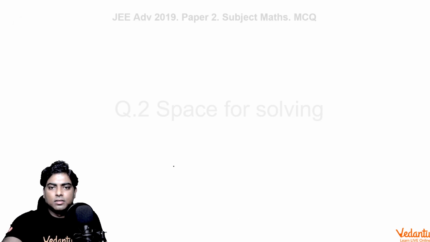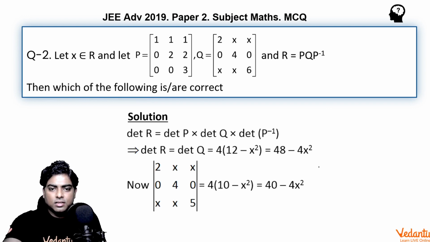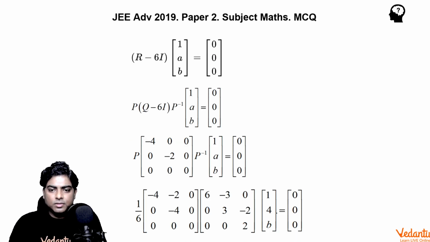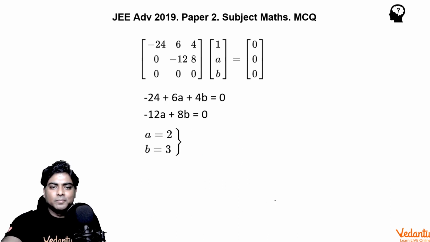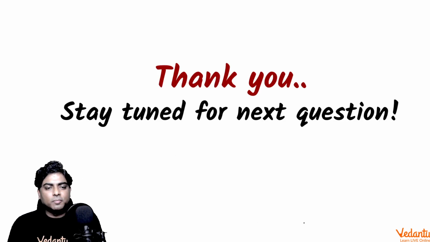Okay, B and C correct, right? Okay, this is the complete solution. Here it should be A. So I hope you understood it. Finally, A is 2, B is 3. Option C was also correct.